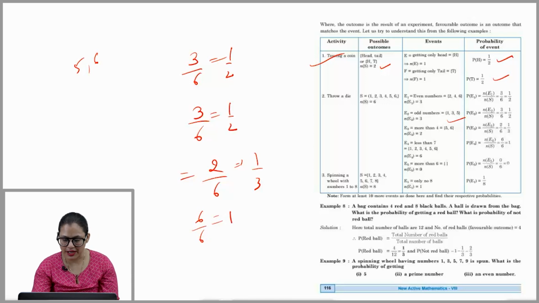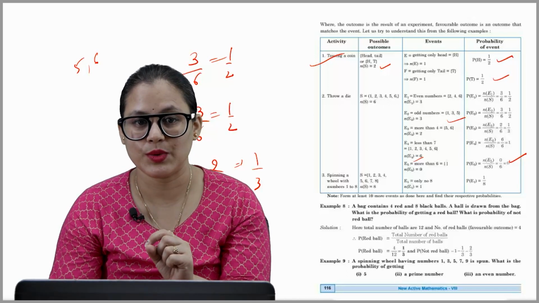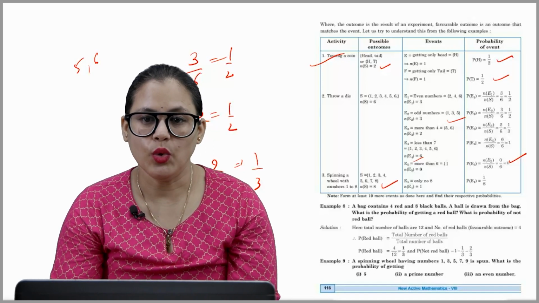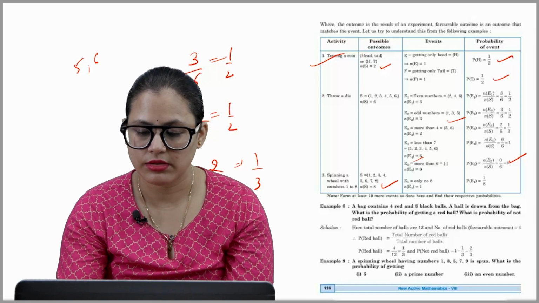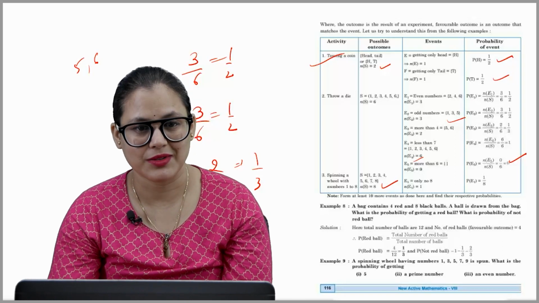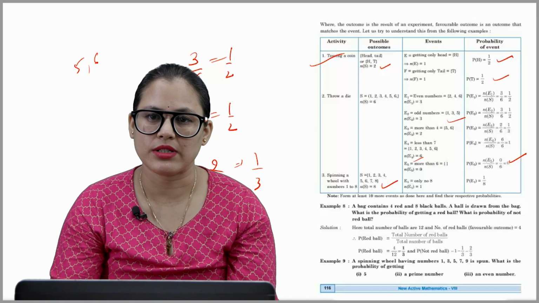And event 5, what does it say? More than 6. More than 6, how is it possible? So, the probability is 0, that is 0 by 6 equals 0. And 3, spinning a wheel with numbers 1 to 8. There are total 8 outcomes. Event 1, only number 8. Number 8 can come only one time, so the probability is 1 by 8.